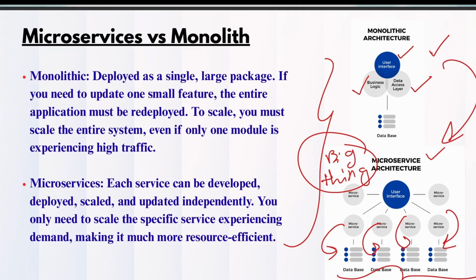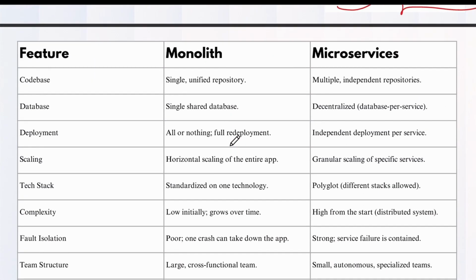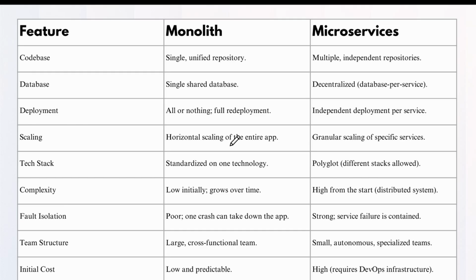What is the difference between monolithic and microservice architecture? If you want to know more about these two differences, you can simply read the differences. First of all, the difference is the code base. In the monolithic, we have a single code base. In microservice, multiple code bases in multiple servers.